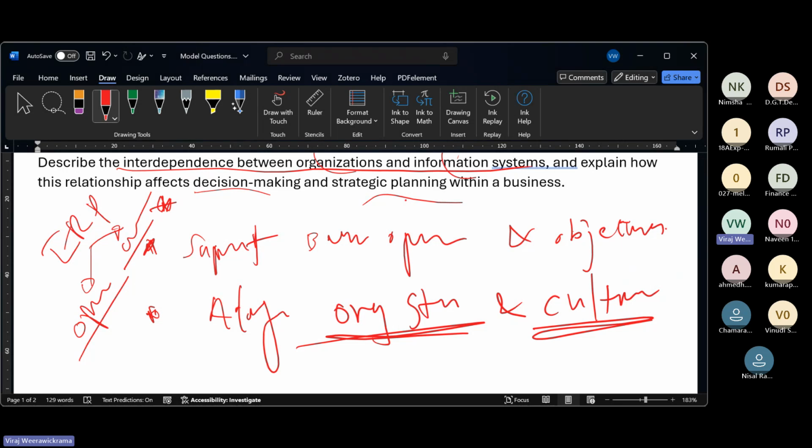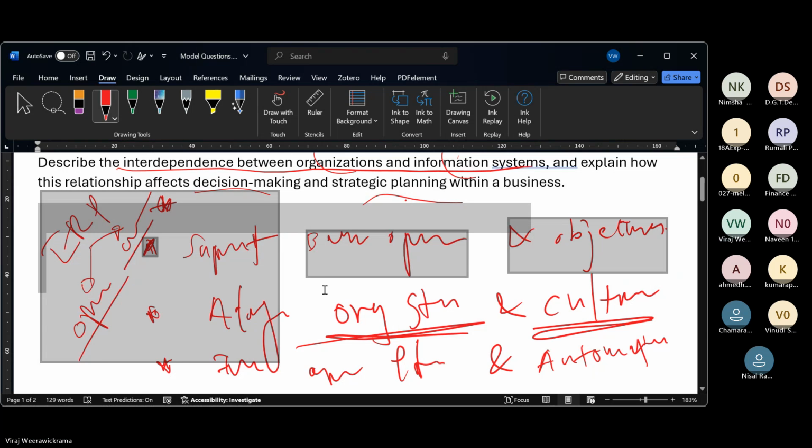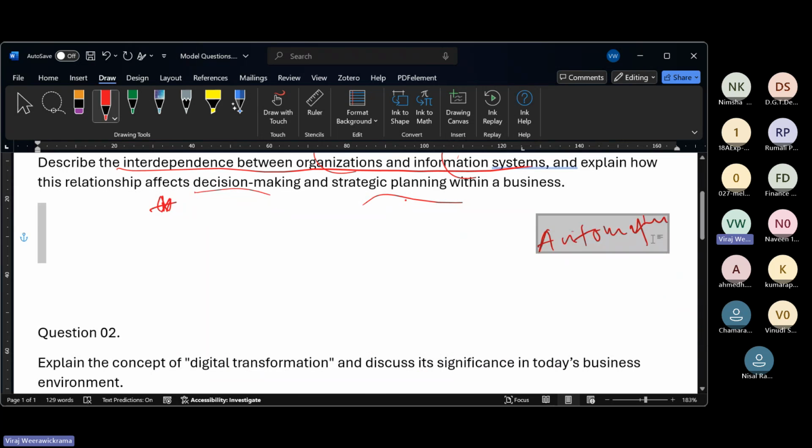And also it will increase, as you mentioned, operational efficiency. And we can say when you have information systems, we can increase the automation as well. Automation, right? These are the main points that you can highlight under interdependence between the information systems and organization. Good. Now we just discussed 3 points.